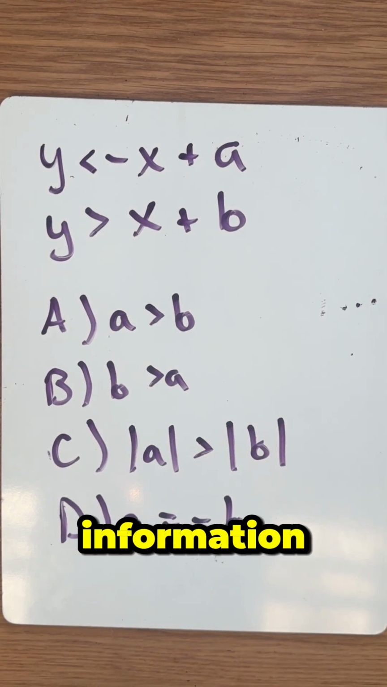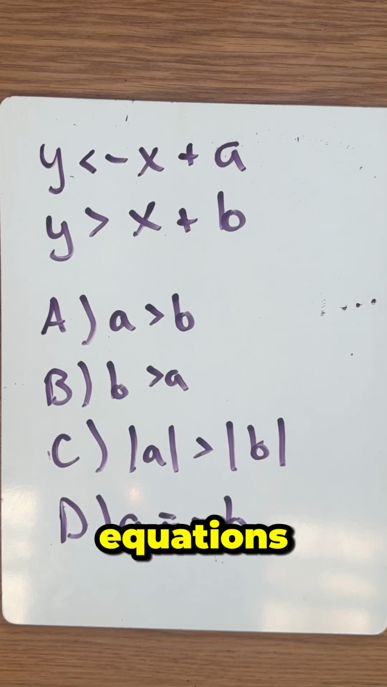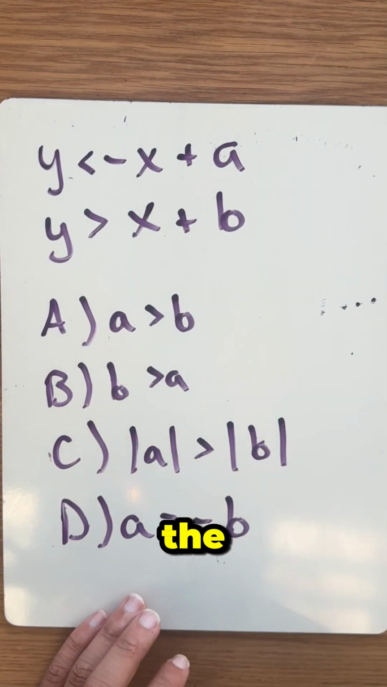They give us a piece of information as well in addition to this. What other pieces of information are we given? We're given the equations. What does it mean that there's a solution that's 0, 0? 0, 0 is the origin, yup.